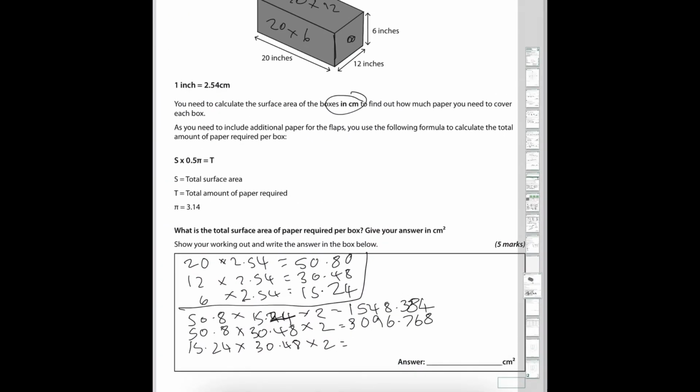Times 2, that's 929.0304. Okay, so that's that bit worked out. We now need to add those 3 up. So that's supposed to go underneath there. So that's that bit sorted out. So we now need to add all 3 up.